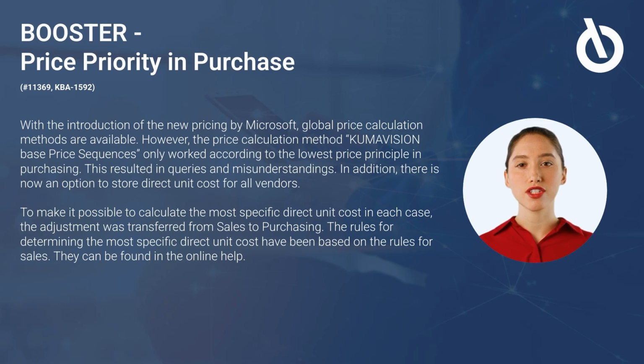With the introduction of the new pricing by Microsoft, global price calculation methods are available. However, the price calculation method, KUMAVISION-based price sequences, only worked according to the lowest price principle in purchasing. This resulted in many queries and misunderstandings. In addition, there is now an option to store direct unit cost for all vendors. To make it possible to calculate the most specific direct unit cost in each case, the adjustment was transferred from sales to purchasing. The rules for determining the most specific direct unit cost have been based on the rules for sales. They can be found in the online help.